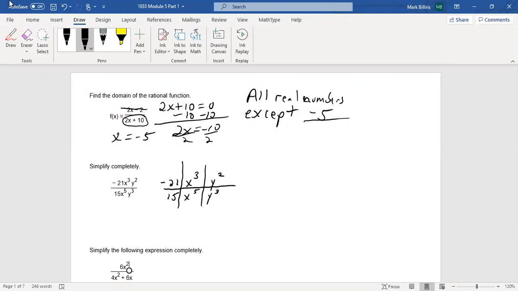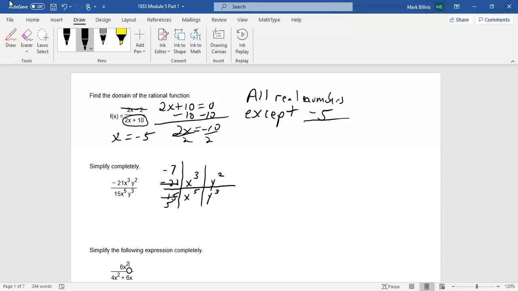There's a variety of ways to do it, but I want you to always look at problems logically. In this case, what we're going to do is reduce the coefficients. So we have -21 and 15. The greatest common factor would be 3, so we divide 3 out of each one, and our denominator becomes 5, and our numerator becomes -7.